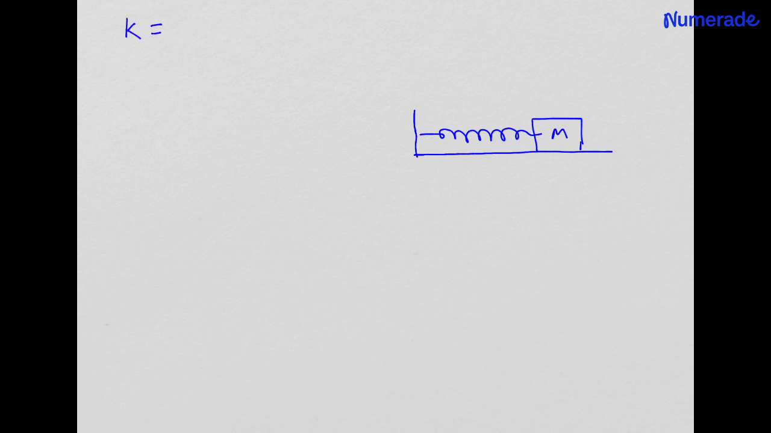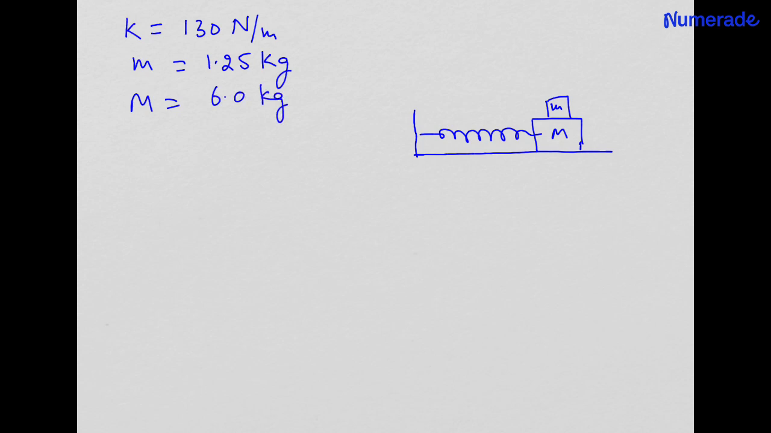Hi, here in this given problem, this is a smooth surface, a block of mass capital M kept over it, attached with a horizontal spring for which the stiffness is 130 Newton per meter. A small block has been kept over it also, whose mass is m equal to 1.25 kilogram. Mass of the heavier block, capital M, is 6.0 kilogram.